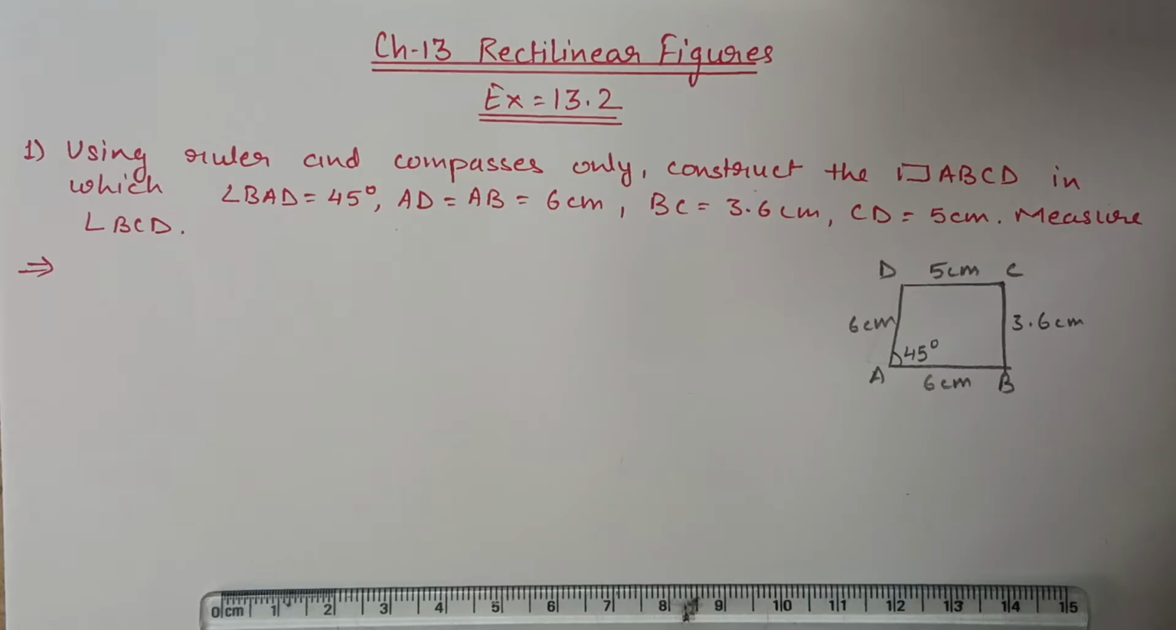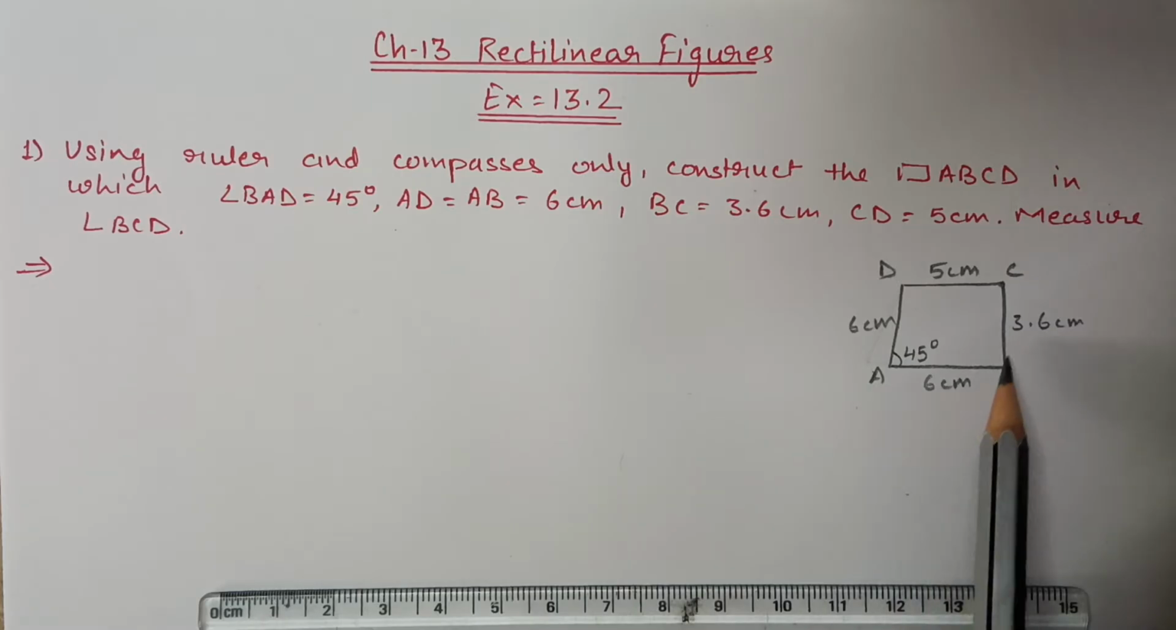First question we have: using ruler and compass only, construct the quadrilateral ABCD in which angle BAD equals 45 degrees, AD equals AB equals 6 centimeter, BC equals 3.6 centimeter, CD equals 5 centimeter. Measure angle BCD. So first of all, we will draw a rough figure. By the rough figure, we will get an idea how to construct this quadrilateral.